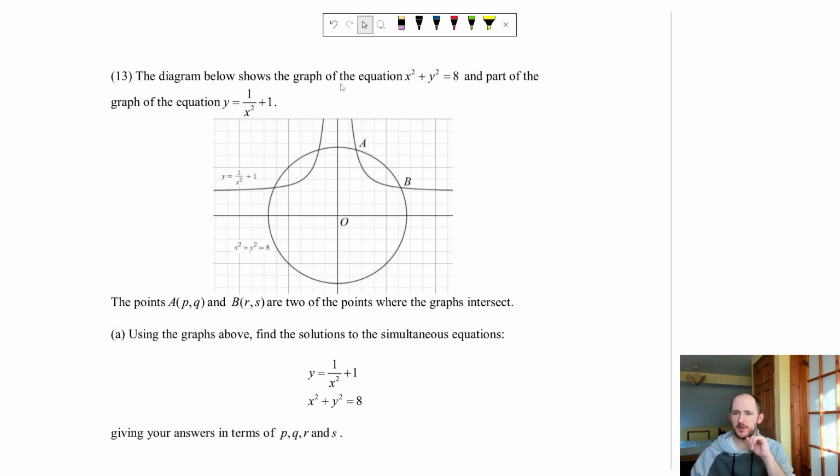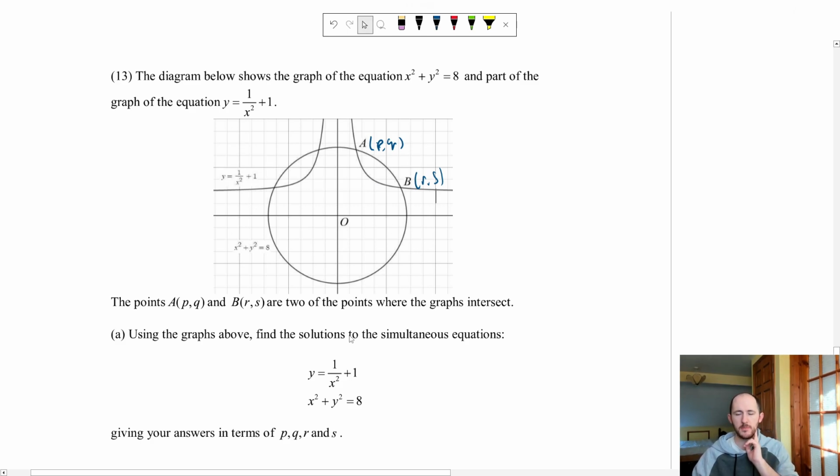The diagram below shows the graph of an equation for a circle, x squared plus y squared is 8, and part of the graph with y equals 1 over x squared plus 1. And the points A, which is P and Q, so let's fill this on the graph again, just so we can really visualize what's happening, and B, R, and S are two of the points where the graphs intersect. Using the graph above, find the solutions to the simultaneous equations.